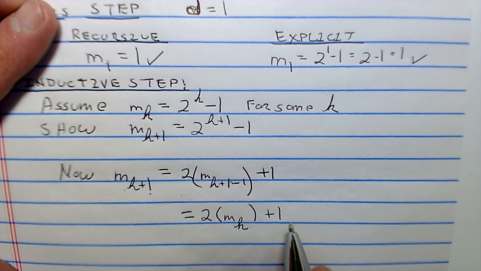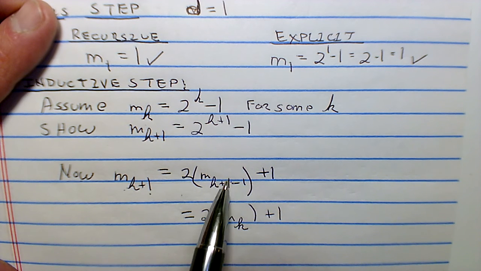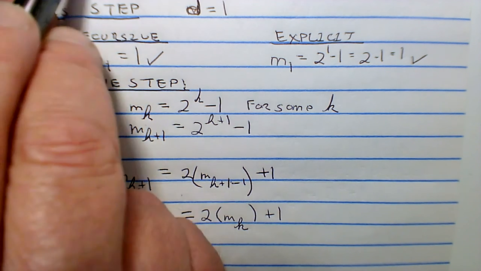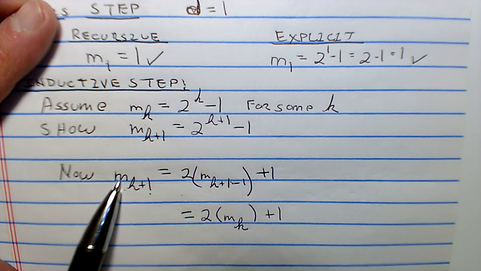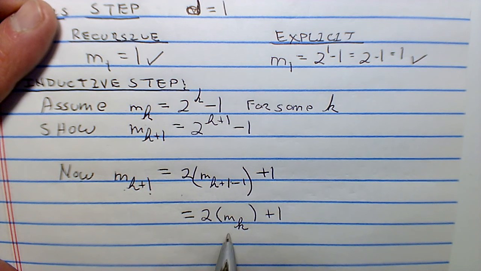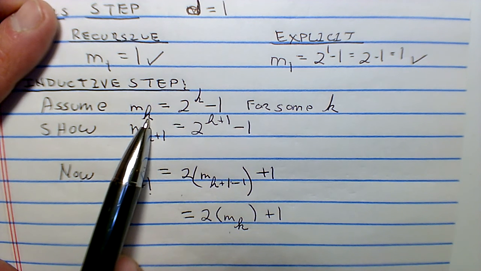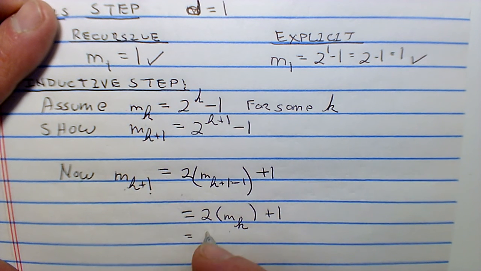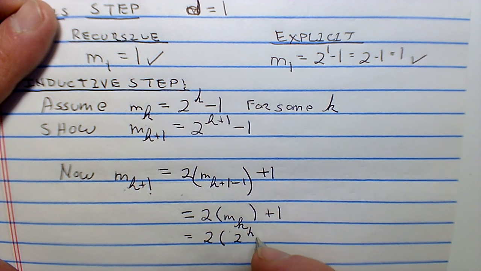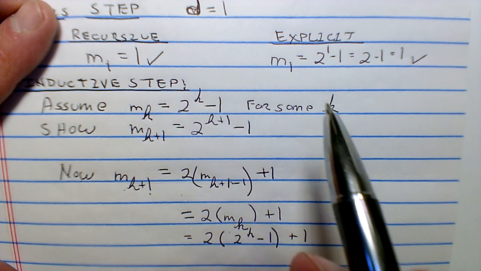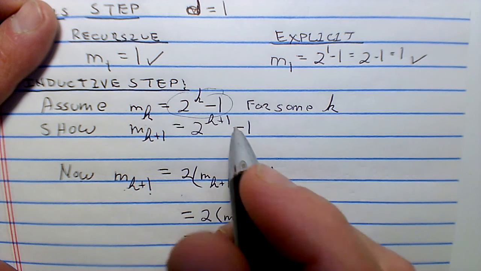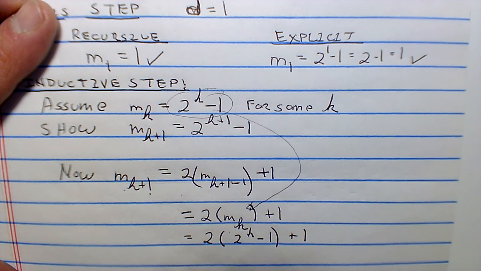Okay? That's using the recursive formula that we started with on this. Well, wait a minute. We just assumed that m sub k is going to have a particular value. It's going to have the value of 2 to the k minus 1. All right? So let's put that in. In other words, I am taking this and substituting it in here.